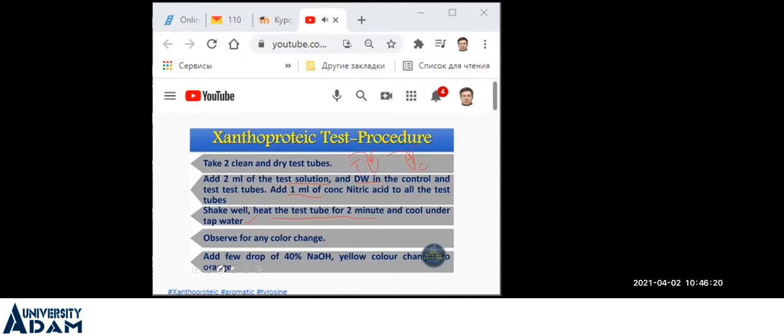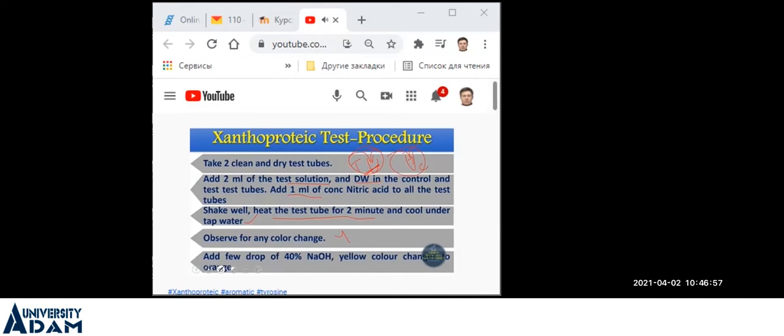If this test sample has tyrosine or tryptophan, it will give you a yellow color. If a yellow color forms, it means tyrosine and tryptophan, or amino acids or proteins which contain tyrosine and tryptophan, are present there. If you do not get any color, it will be a clear solution. It means the sample does not contain tyrosine, tryptophan, or any proteins which contain them. Whereas in the case of the control, because we have distilled water, it will give you the negative test. It will be a clear solution.